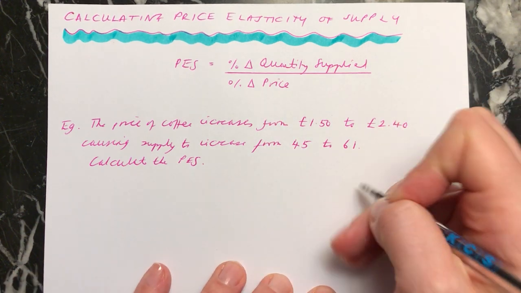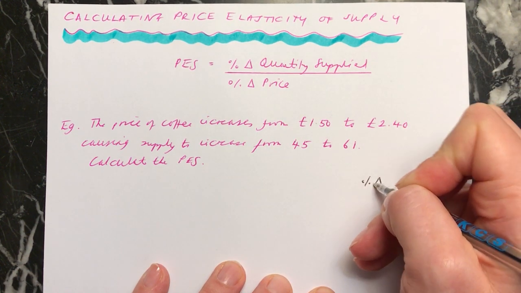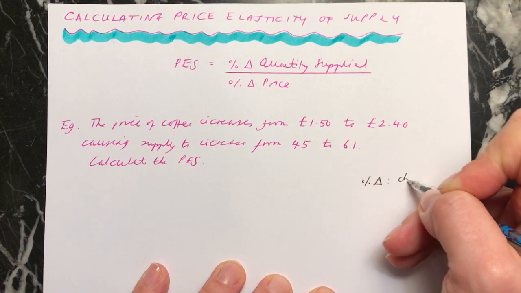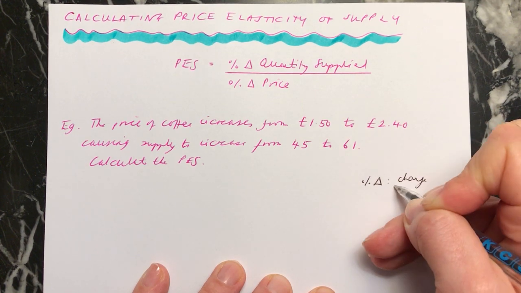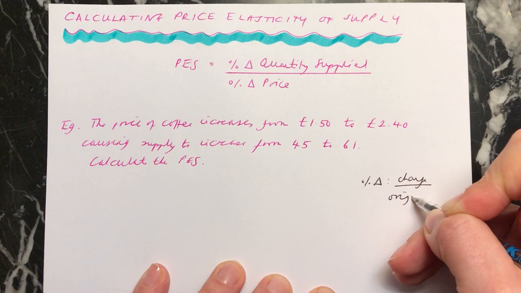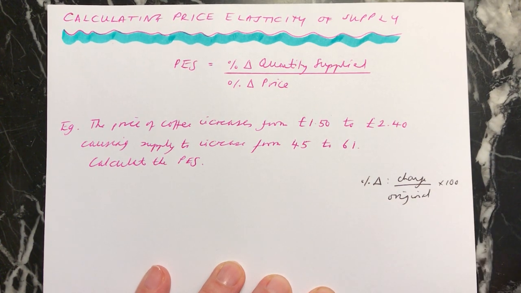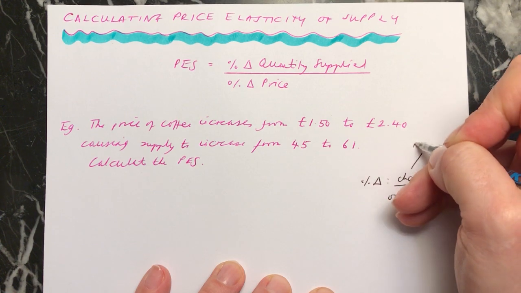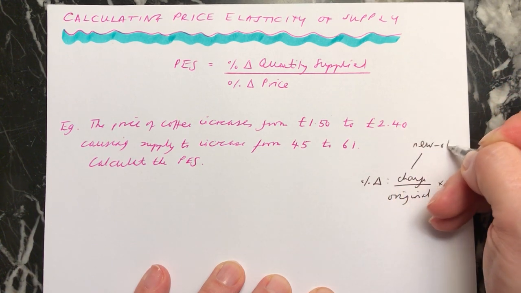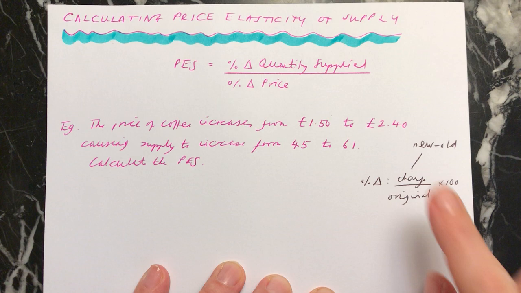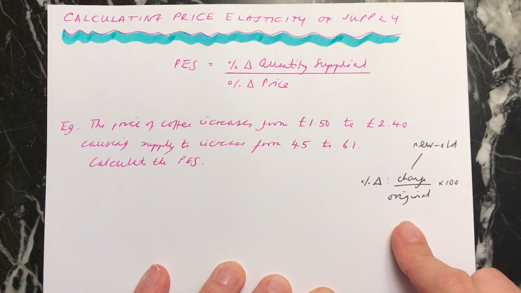Remember that to work out a percentage change, we need to do the change over the original times 100. And the change, you can think of this, you can do the new number minus the old number. But this is vital to be able to do any elasticity calculation.